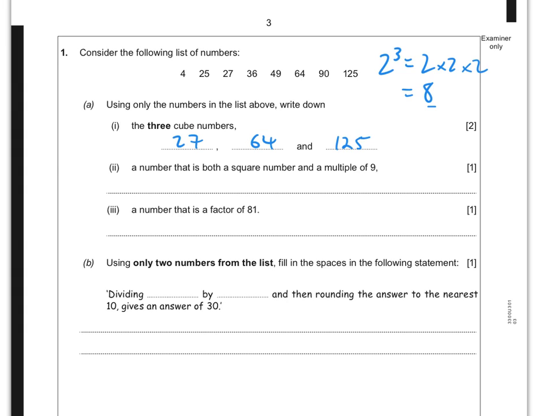A number that is both a square number and a multiple of 9. So it's got to come up in the 9 times table. So there's 2 different ways of looking at it. You can either just look at the square numbers, which would be 4, 25, 36, and 64, and decide which one of those are in the 9 times table, which would be 36.